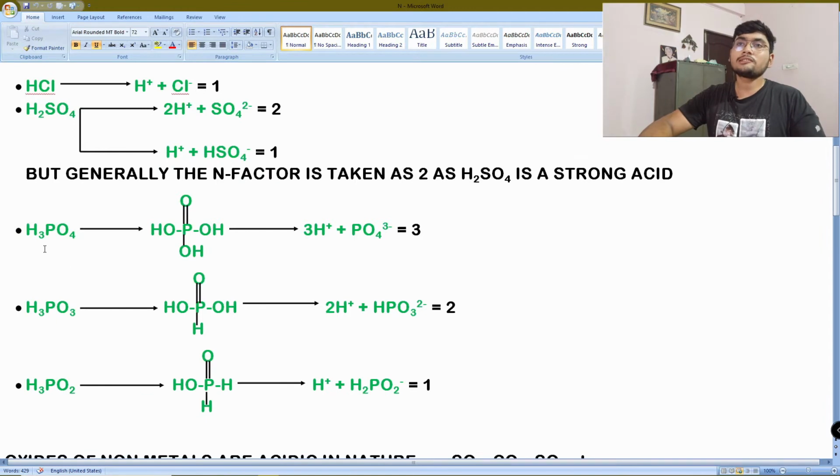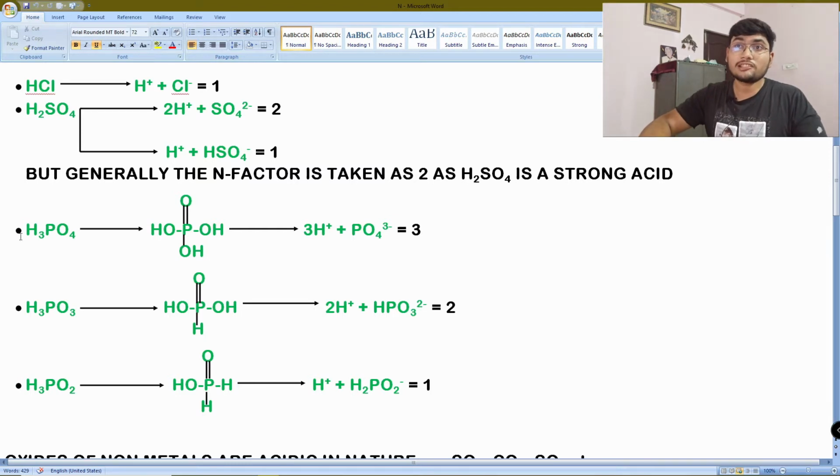Now let us see the third example, which is H3PO4. What would be the n factor of this? If you want to tell the n factor of any acid, the best way is to draw the structure of that acid and then try to find it, because the hydrogens attached to oxygen get liberated as H plus ions.